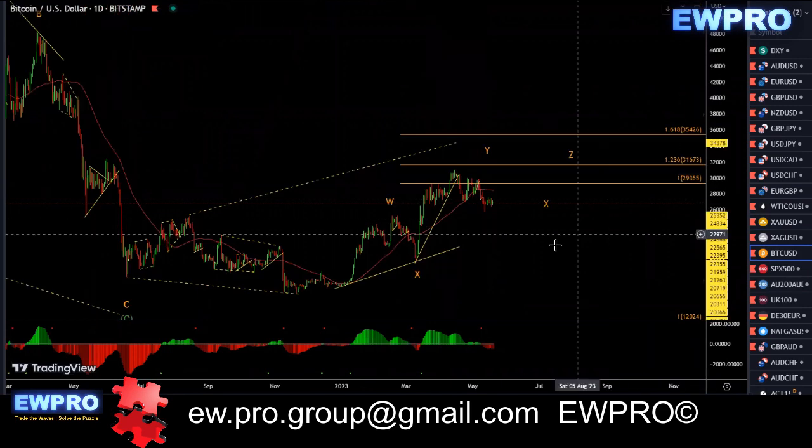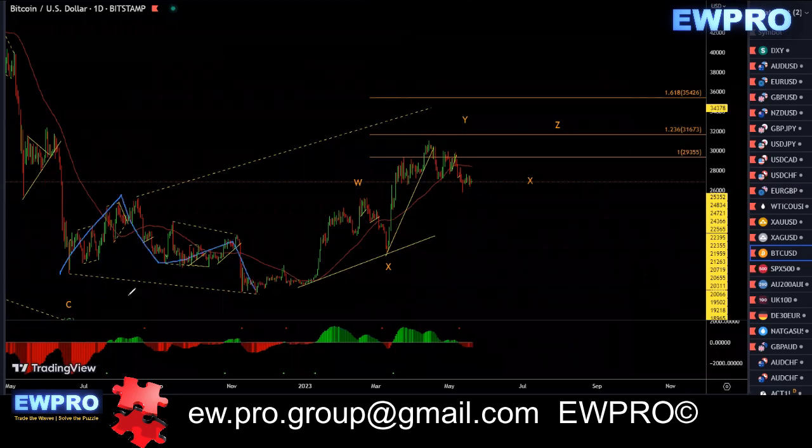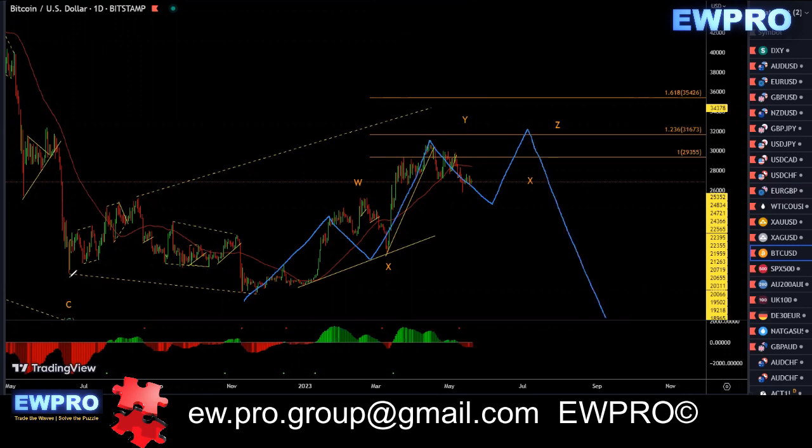Bitcoin on the daily. So nothing's changed. I'm looking at that A, B, C in the B wave. Then we get the A, B, C as an expanding flat. There's still maybe, as you can see here, I'm looking at a WXY. We're getting the X2 now, and then we can look for that Z up, and then we'd be looking to go and break this low here.